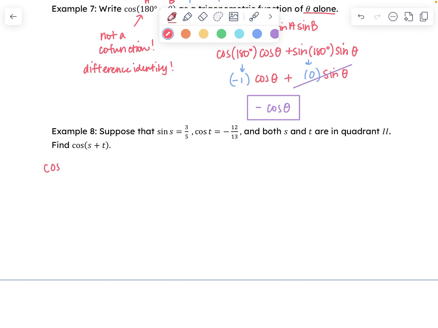So that's going to be the cosine of s, cosine of t, then minus the sine of s, sine of t. And I do know some things that we can go ahead and plug in. Like I know the sine of s, so I can go ahead and plug that in right here. The sine of s is 3/5.